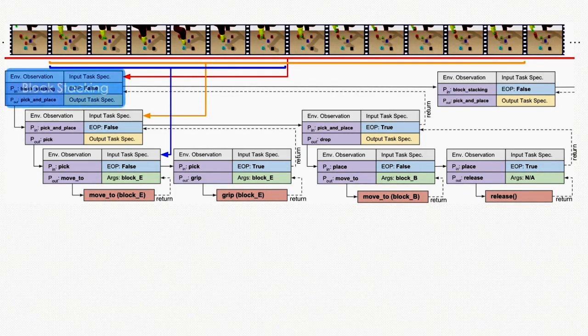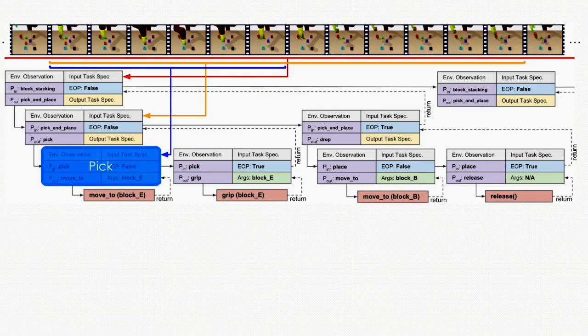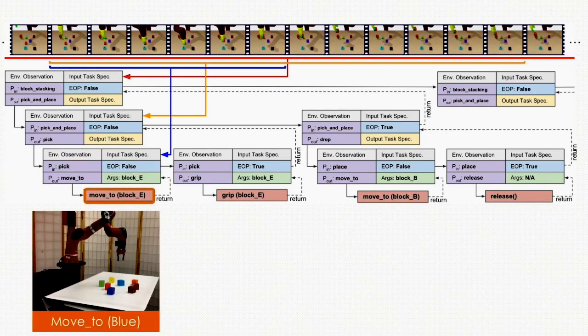Here we see a detailed rollout of NTP in the block stacking task. We see that it begins with a high-level program of block stacking. It outputs that the next step should be a pick and place program. Pick and place is then reduced to a pick and then a place. The pick program is further decomposed into a move to program and a grip program. These are primitive programs, so NTP predicts the arguments that the primitive program should take.